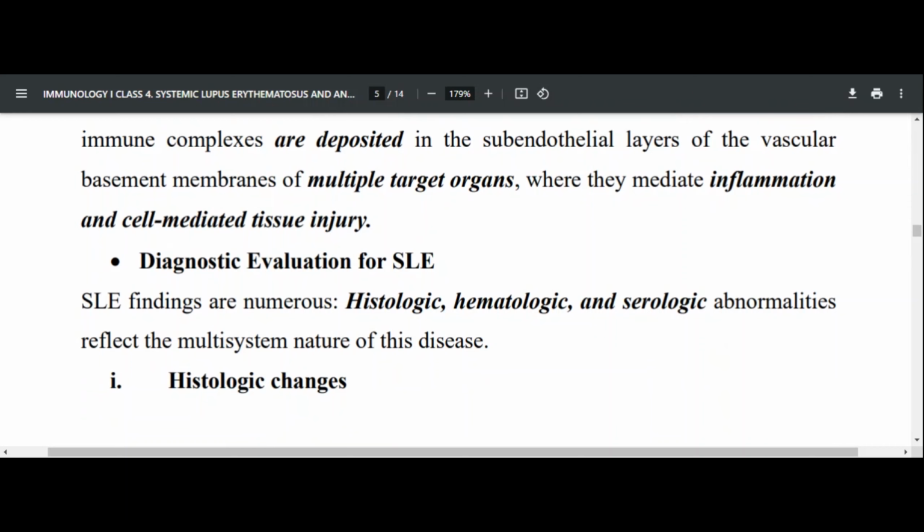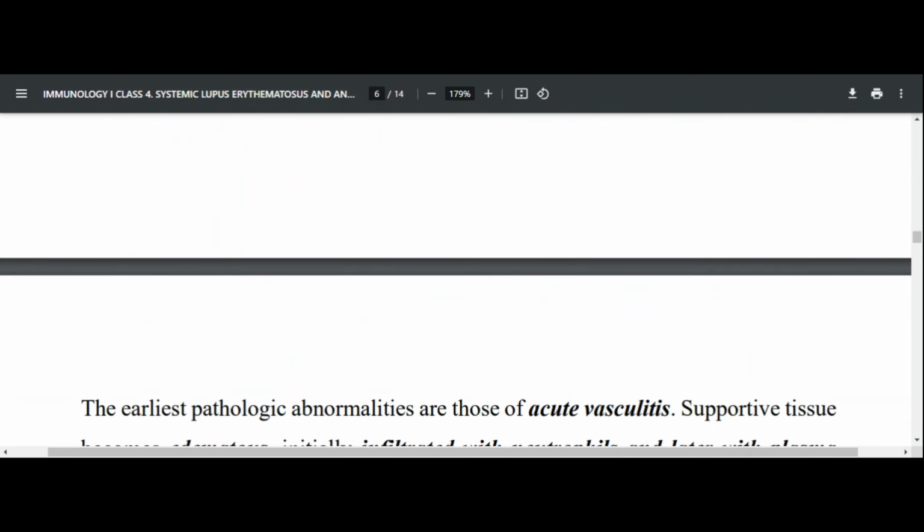So now, finally, what is the diagnostic evaluation of systemic lupus? Laboratory diagnostic evaluation of systemic lupus. The findings of systemic lupus can be different. Some of them can be histologic, others can be hematologic, others can be serologic. All of them can actually show or reflect the multisystem nature of this condition. Now, what are some of the histologic changes that we have to expect in systemic lupus erythematosus?